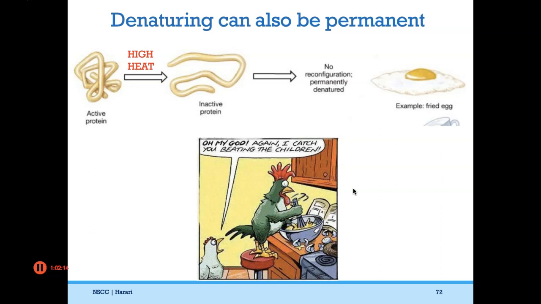And that's the case with very high heat. If you take an active protein and expose it to very, very high heat, then it's permanently inactive. So an example would be a fried egg. The albumin in an egg white is normally in its proper shape. But once you expose that egg white to high heat, it completely disconfigures the albumin protein, causing it to become white because it got denatured. And there's no way to get a fried egg back into the egg white form, and it's permanently denatured.